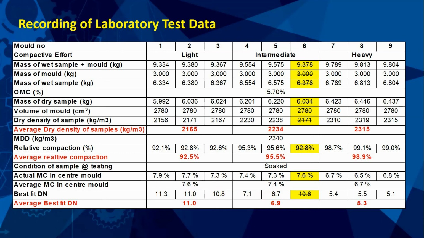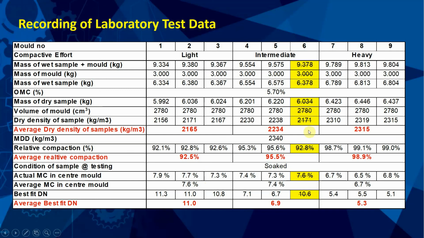For each combination of compactive effort and moisture condition, a minimum of 3 samples should be tested. The samples should then be used to calculate the average dry density, the average relative compaction, as well as the average best fit DN values. Identify and exclude the outlier results during the calculation of average values.